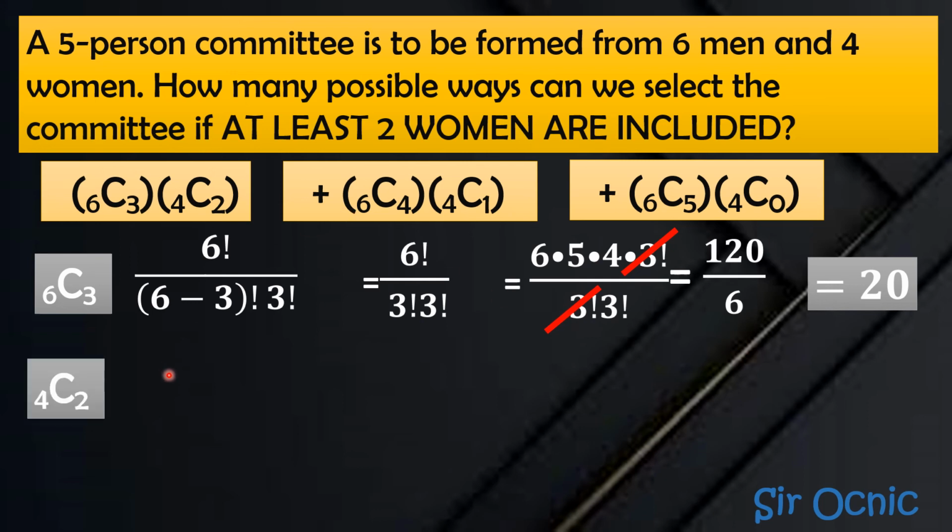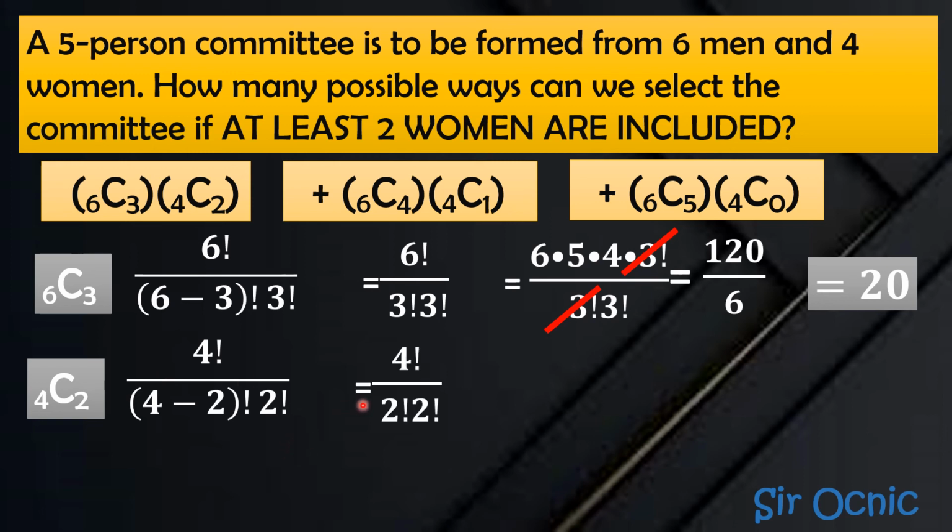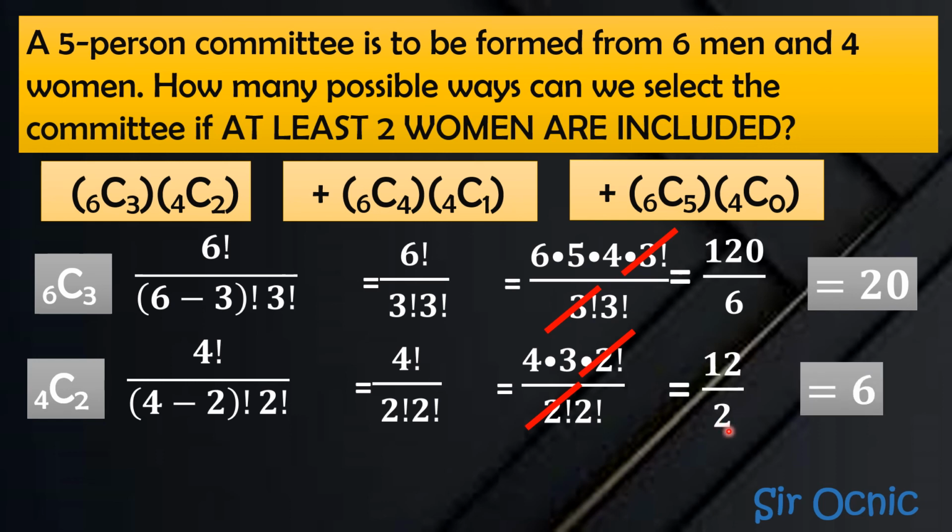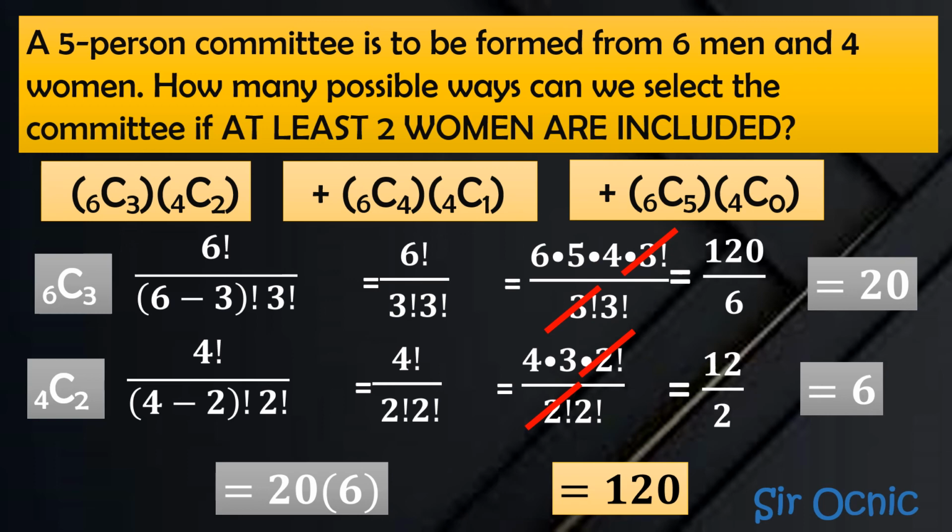Evaluate 4C2. That is equal to 4 factorial all over 4 minus 2 factorial times 2 factorial, or 4 factorial all over 2 factorial times 2 factorial. Expanding the numerator, that is equal to 4 times 3 times 2 factorial all over 2 factorial times 2 factorial. We may now cancel the common factor, which is 2 factorial. That will be equal to 12 all over 2, or simply 6. Multiplying 20 by 6 to get the first result, that is equal to 120.